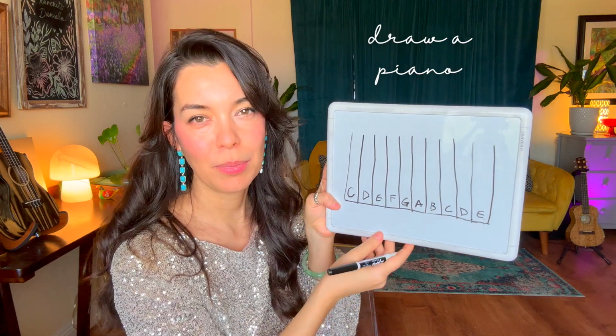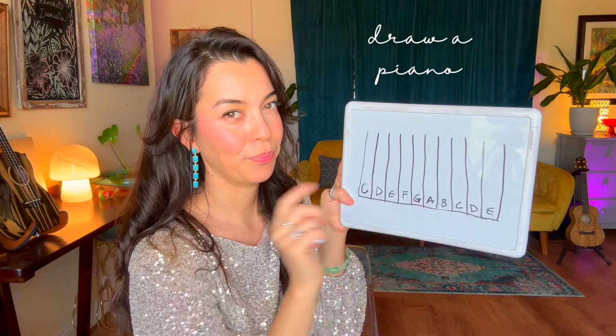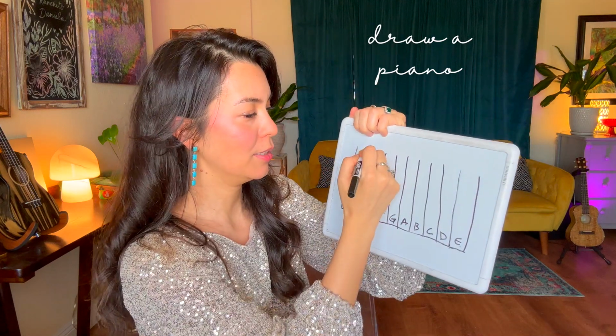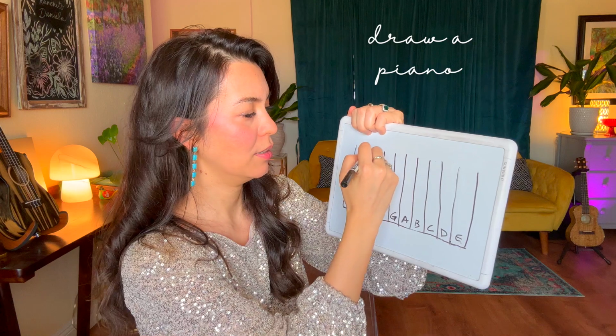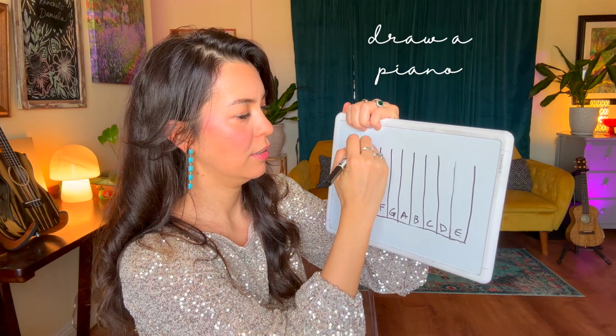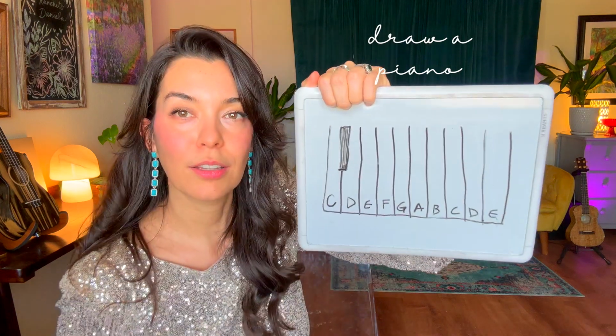And now let's add the black keys. Be careful because there's not a black key in between all of them. They have a pattern. So in between C and D, there is a black key. So I'm just going to draw this. It doesn't have to be neat, just as long as you have a black key. It looks somewhat like this.